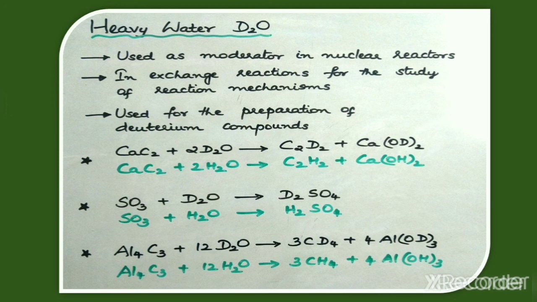Now consider the next reaction. Here sulfur trioxide reacts with heavy water. The product formed is D2SO4. This is similar to the formation of sulfuric acid from sulfur trioxide and water. Aluminium carbide Al4C3 reacts with heavy water. The products formed are CD4 and Al(OD)3. The products are similar to methane and aluminium hydroxide, which are produced by the reaction of aluminium carbide with ordinary water.